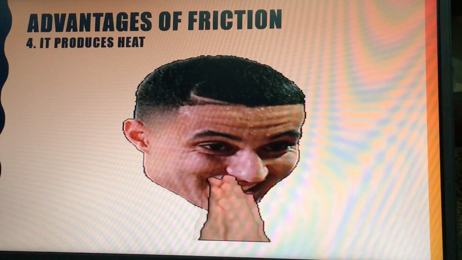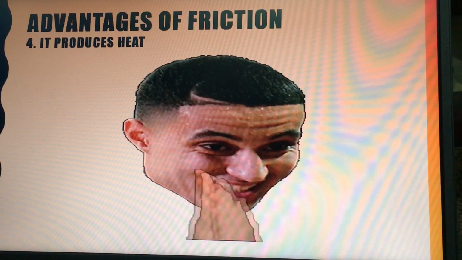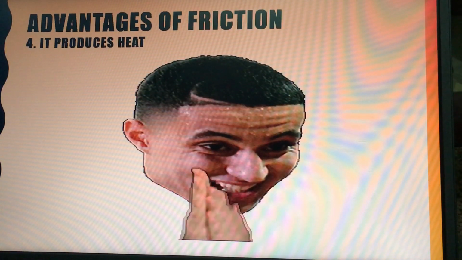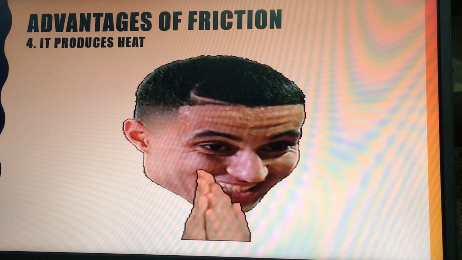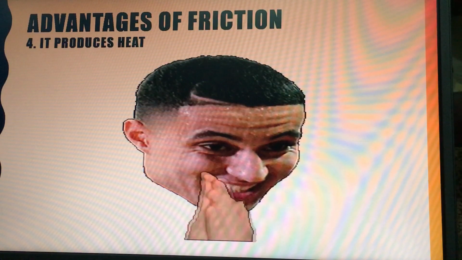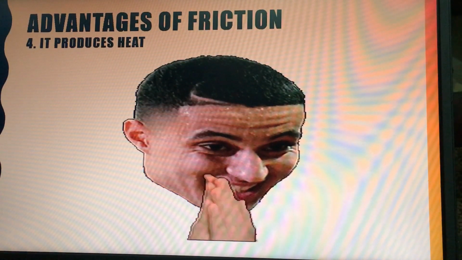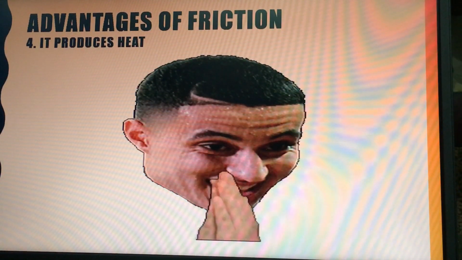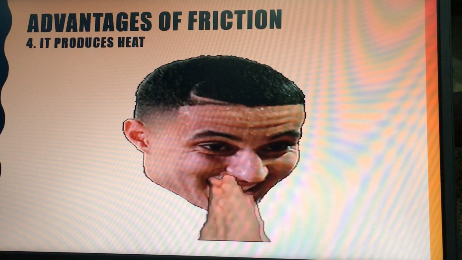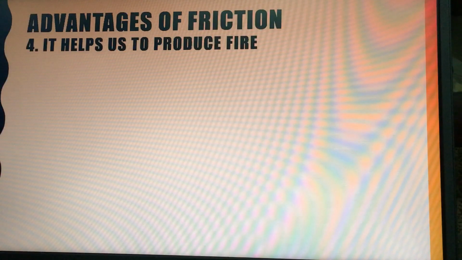Yeah, you are thinking right. When we rub our palms, due to friction, heat is generated, and that gives us warmth. So it is a very common activity usually in winters. So we can say this is also one of the advantages of friction.